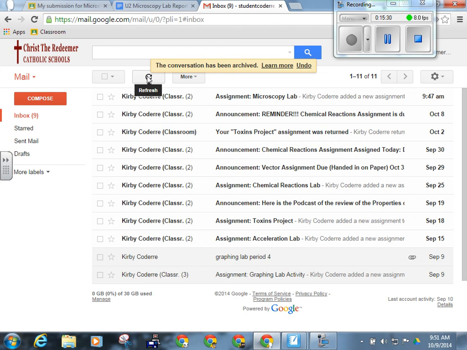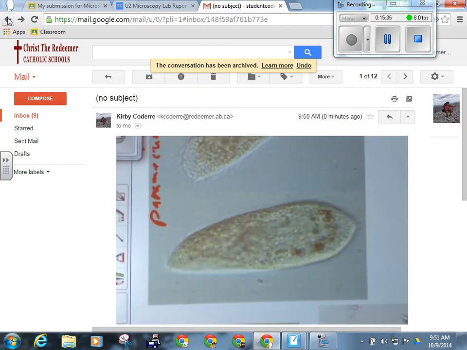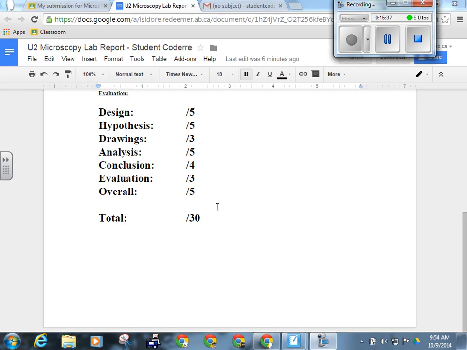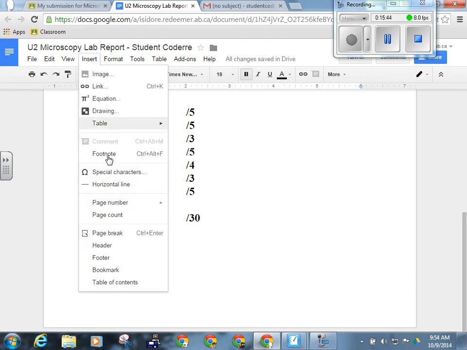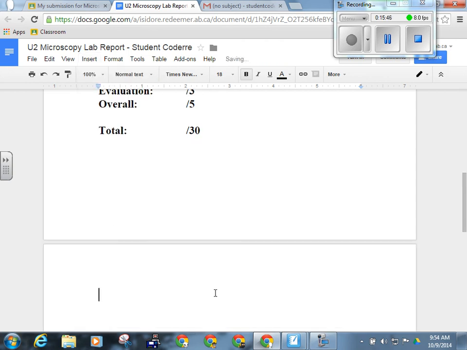Whoops. Oh no, where did that go? Okay, so once you've copied that, just right-click on it and copy it or whatever. Then insert a page break, and you can start your lab drawings here, and simply follow the same format.